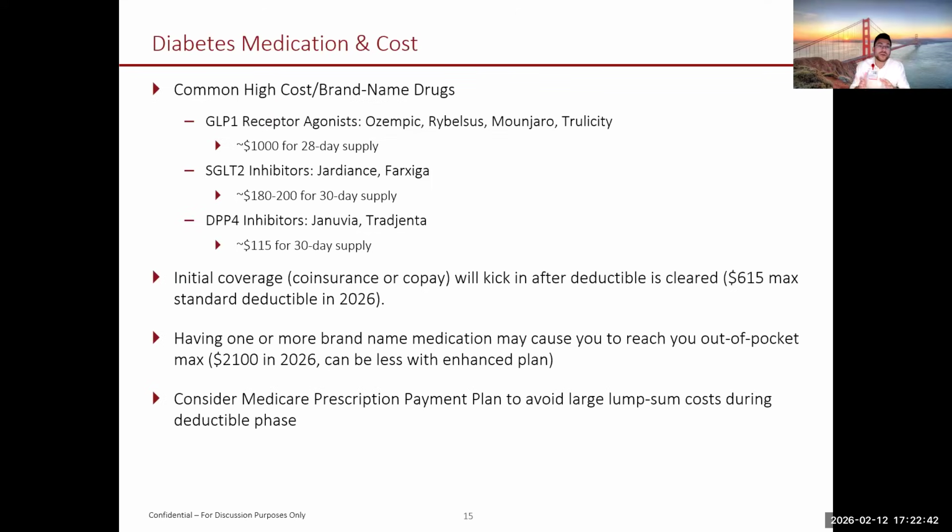Now, some things to remember about brand name medications and these high cost medications, and really why there's a problem, is that your initial coverage on them, whether it's coinsurance or copays, will only kick in after you've cleared your deductible. And again, the max standard deductible in Medicare is $615. That's not a small amount. So that is part of the reason it's so difficult to afford these medicines, that they have that deductible tacked onto them.